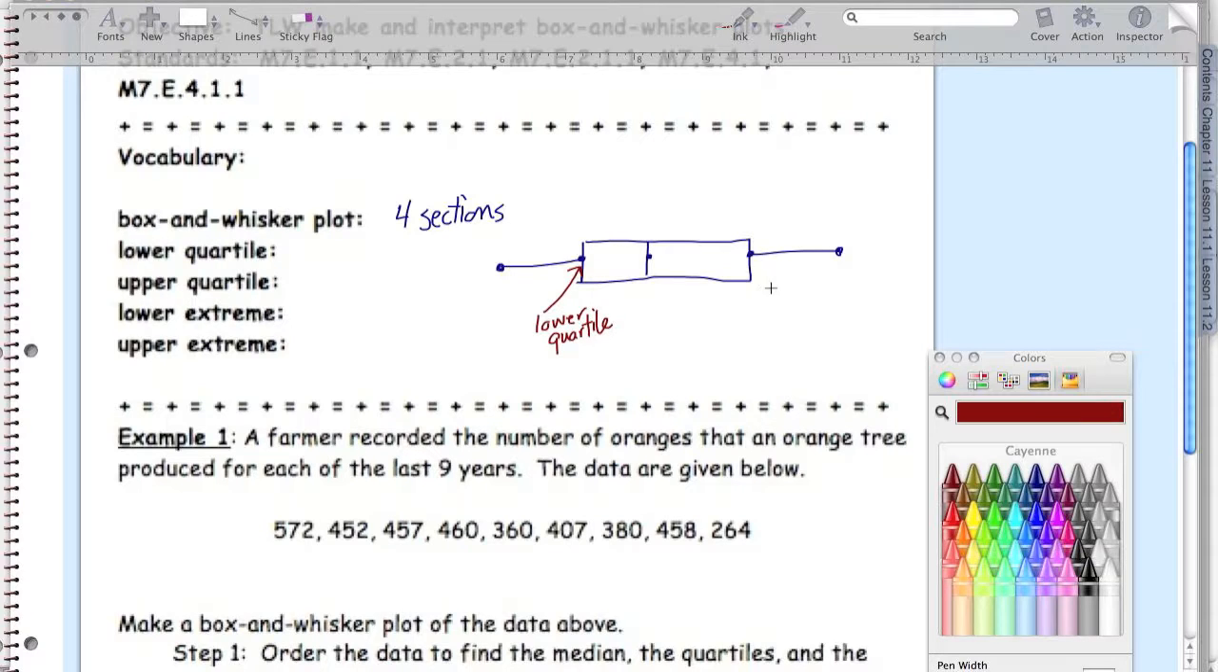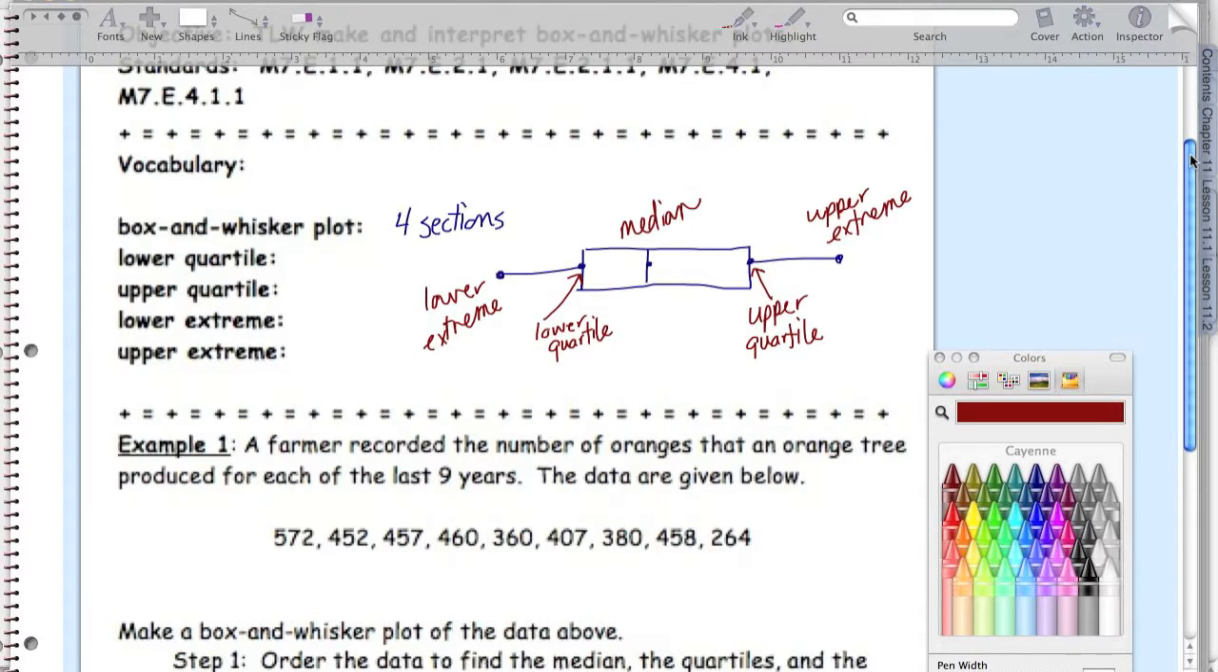The upper quartile is right here. The lower extreme is this lowest point. And if you just want to abbreviate, you can. And the upper extreme is right here. And the only point we didn't identify is right here, and this is going to be the middle of the data, so we're going to note it as the median. These are our 5 components that we're going to need to know when we make any box and whisker plot.